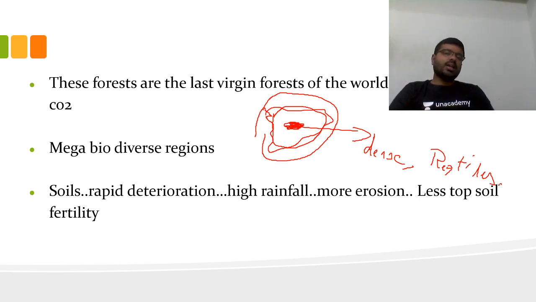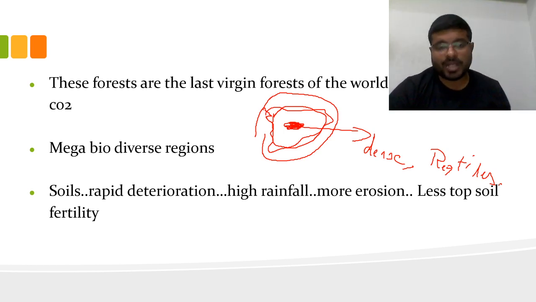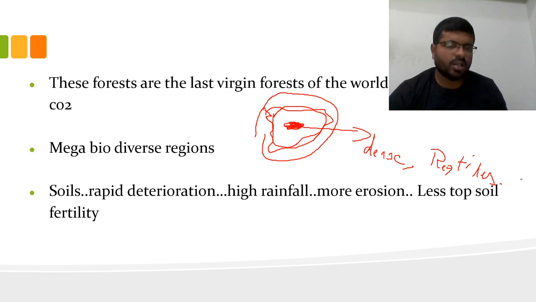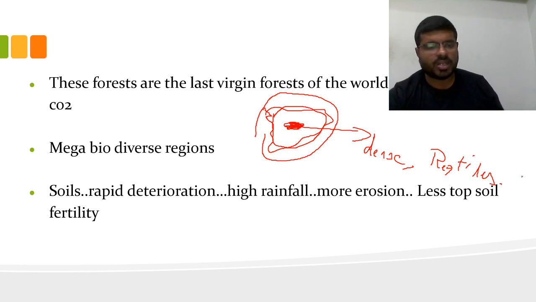These are regarded as even a global sink house of carbon dioxide. These are called mega biodiverse regions. When you discuss the concept of biodiversity hotspots, biological reserves, etc., you will understand that so many areas are found here only. And the soils here rapidly deteriorate because of high rainfall. There is more erosion and less topsoil fertility, because of which this is one of the indicating factors, a limiting factor.